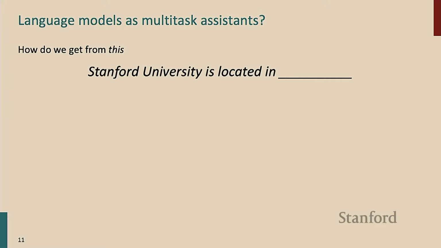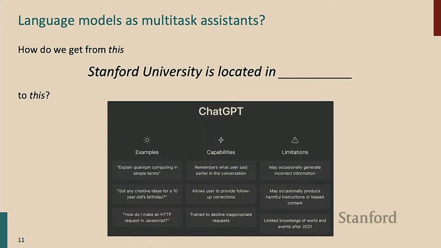So how do we get from just predicting the next word in a sentence to something like ChatGPT, which you can really ask to do anything, and it might fail sometimes, but it's getting really, really convincingly good at some things?